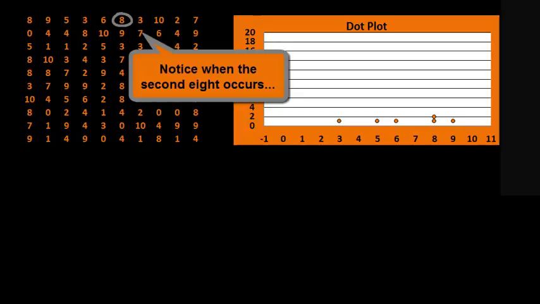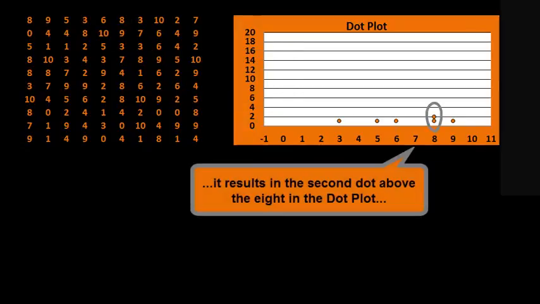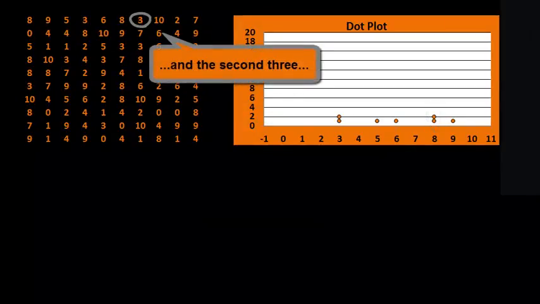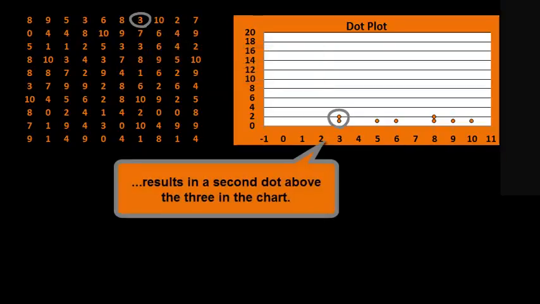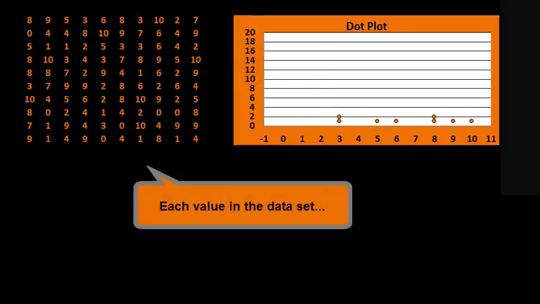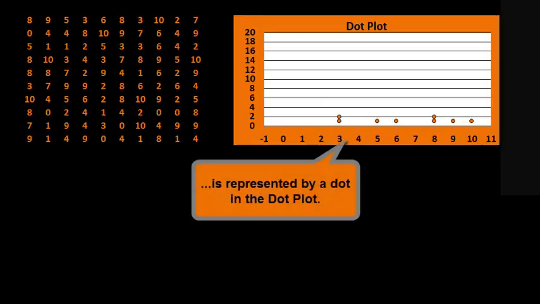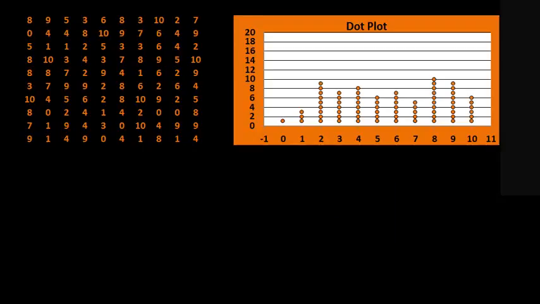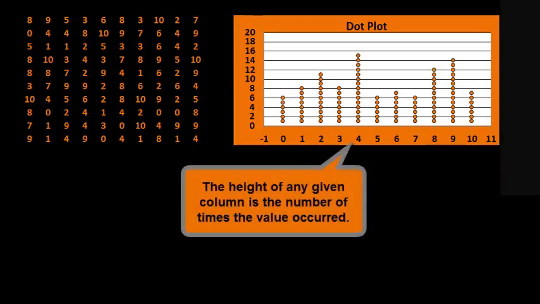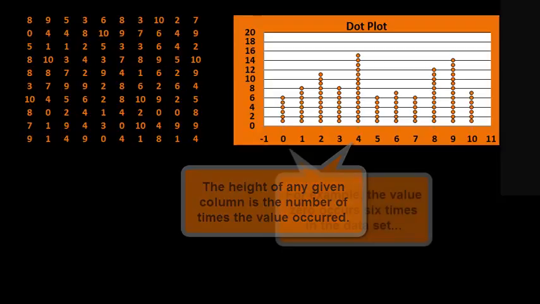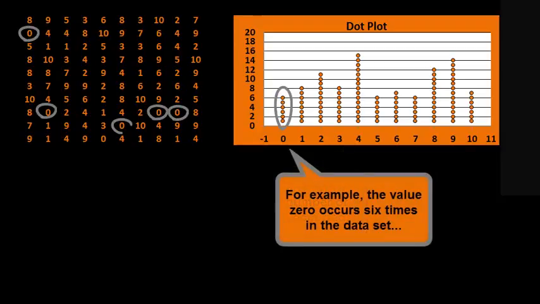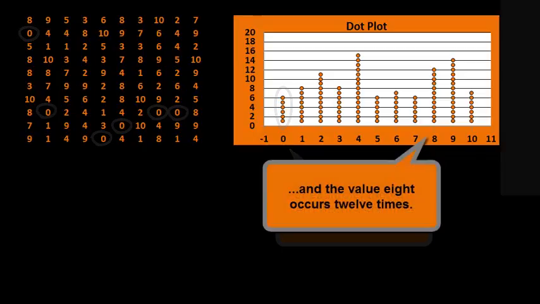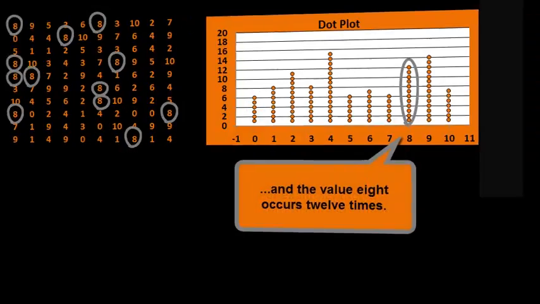The first occurrence of a number results in a dot placed in the first row above the number value. Notice when the second 8 occurs, it results in a second dot above the 8 in the dot plot, and the second 3 results in a second dot above the 3 in the chart. Each value in the dataset is represented by a dot in the dot plot. This procedure is continued until all the numbers in the dataset are placed in the dot plot. The height of any given column is the number of times the value occurred. For example, the value 0 occurs 6 times in the dataset, and the value 8 occurs 12 times.